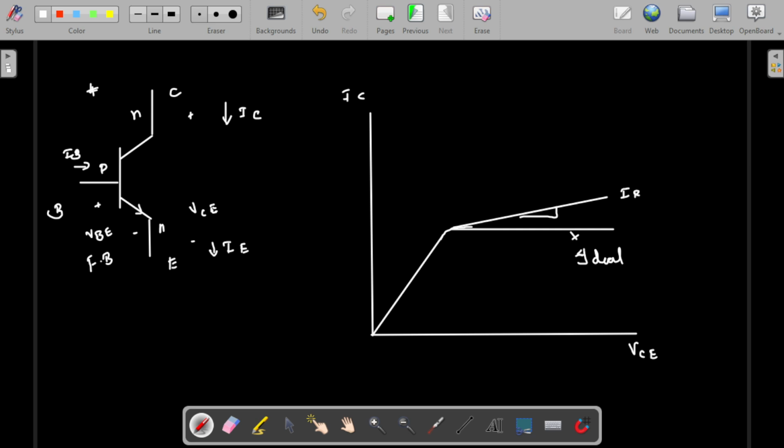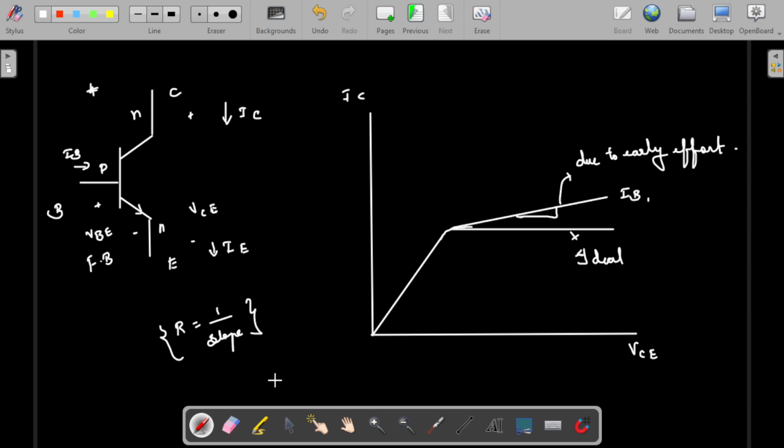This is at constant IB, so IB1, this is constant. This is due to the early effect, so you have to clearly notice the slope that is happening because of the early effect. We already discussed in the diode, right? If there is a slope, then 1 by slope is the R, so R is equal to 1 by slope. Here R is the parameter that we need to take into account whenever we are calculating things.